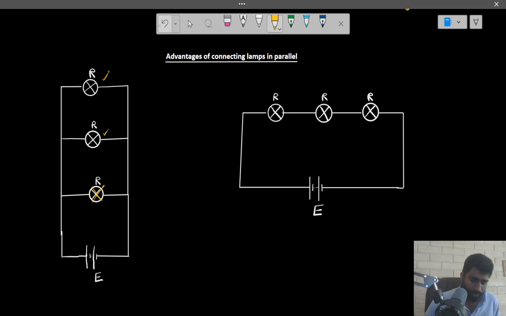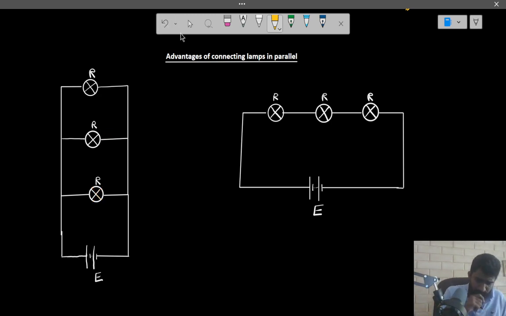So if one is broken, if it is not going to pass the current, in a series circuit, the other bulbs will not work, right? But in parallel, if one is not working, the other bulbs will work, right? There are other advantages as well. You can calculate the power and so on, right?